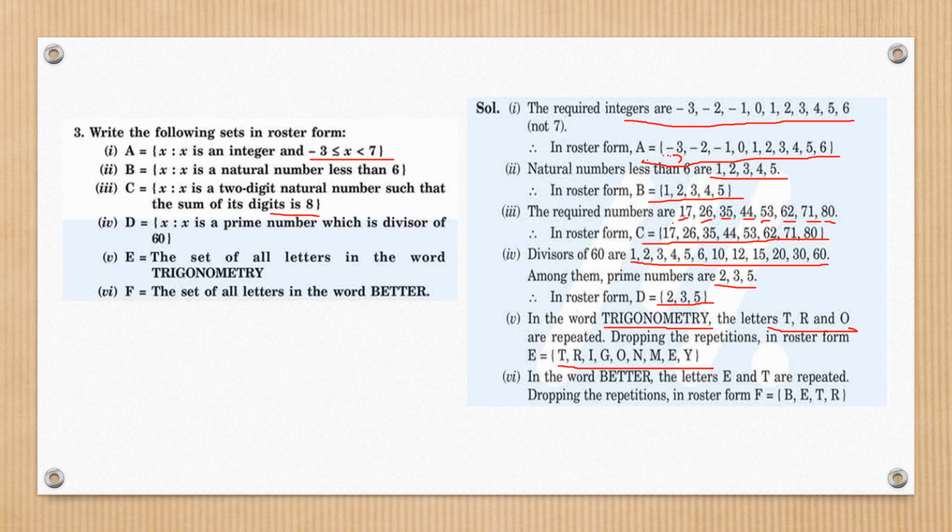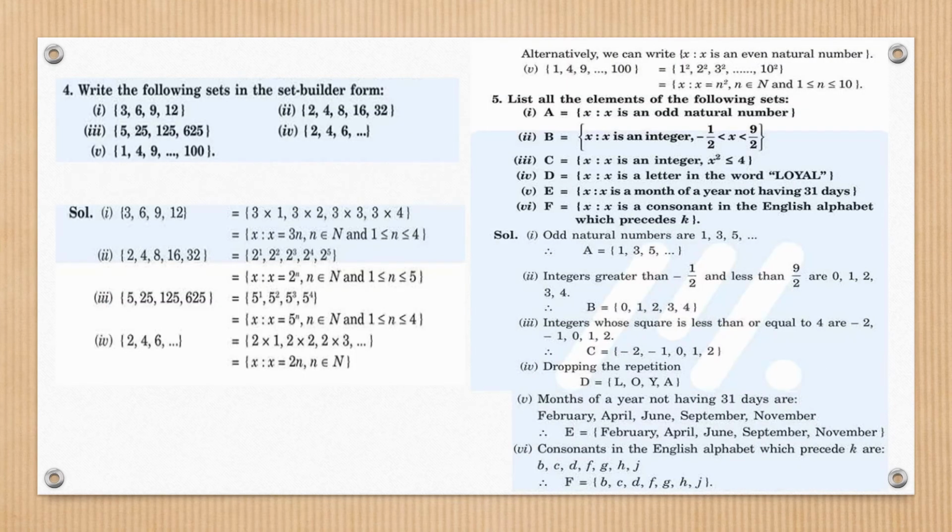So it will be T, R, I, G, O, N, M, E, Y. Okay, and the repeated letters should be taken just once. The set of all letters in the word better. Again, the same thing is there. Better has T and E repeated, so I'll take it as B, E, T, R.